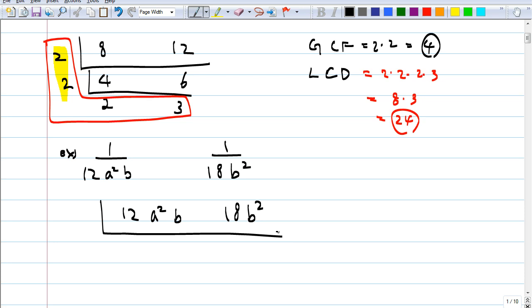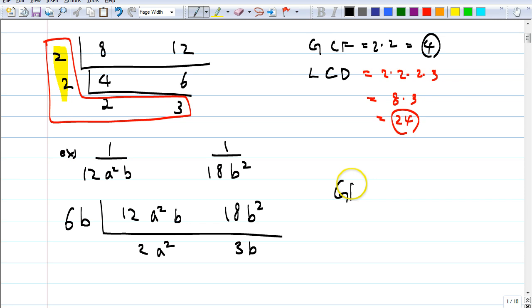Then we look for a common factor for both of these denominators. Anybody see what the common factor might be? Laura says 6b. Good. Then what do I need to multiply 6b by to get 12a squared b? In other words, how many times does 6b go into 12a squared b? 2a squared is correct. What about the other one? 3b. Is there any common factor for 2a squared and 3b? No. So that's your GCF.